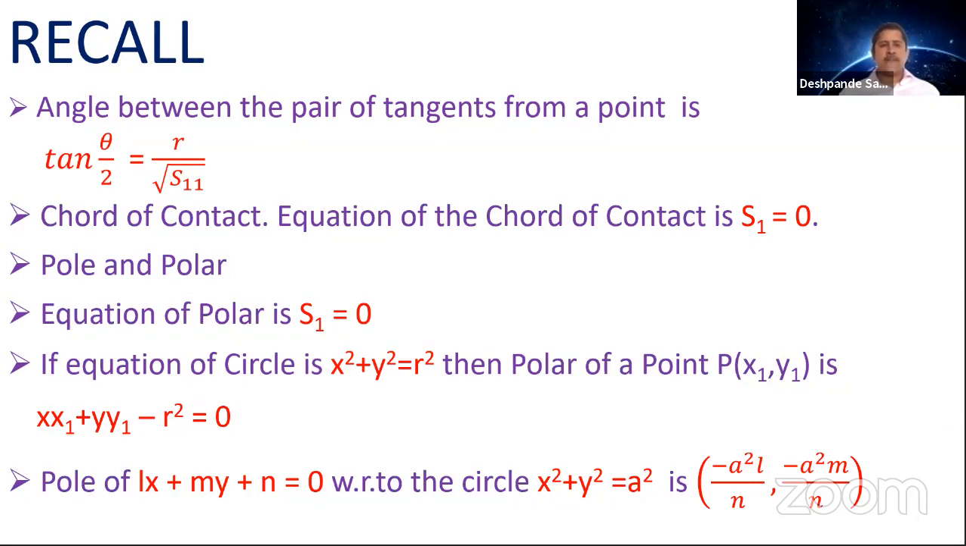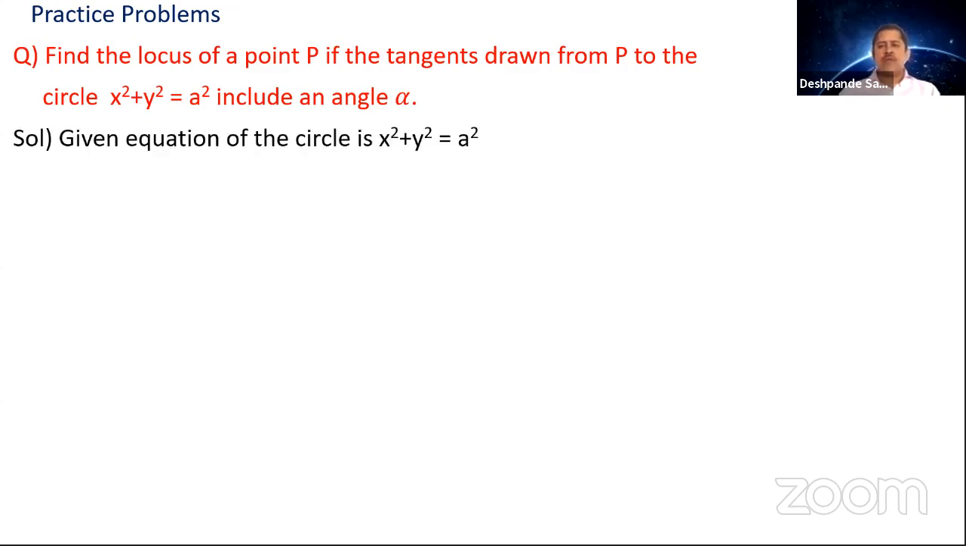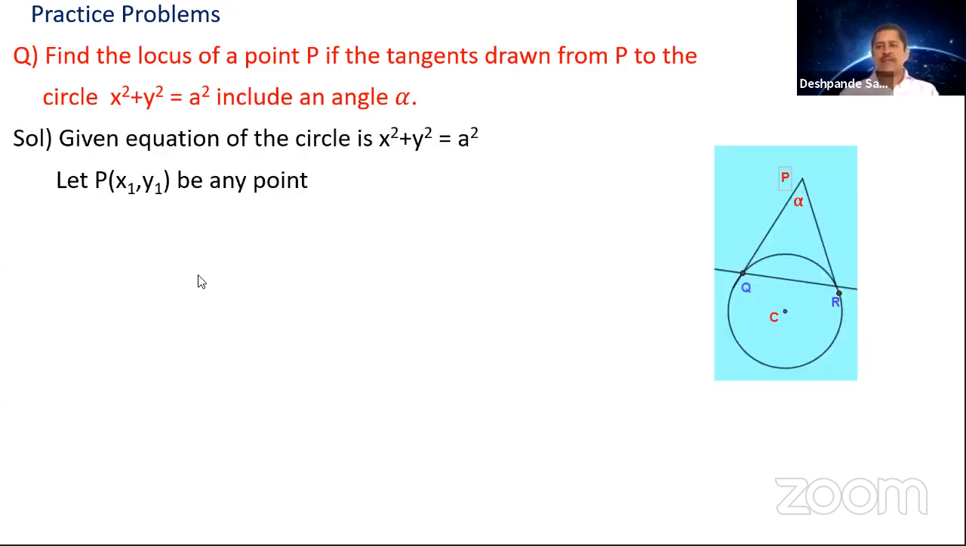So let us practice problems on these things today. The first question: find the locus of a point P if the tangents drawn from P to the circle x square plus y square is equal to a square include an angle alpha. What is the meaning of this? You have tangents drawn from P, and the angle made by the tangents is alpha. You are going to find the locus of that point. Just see the figure here.